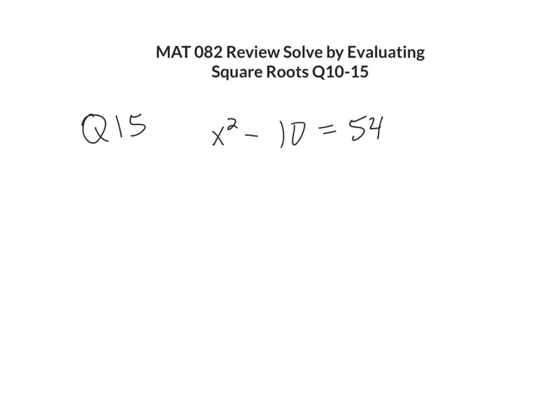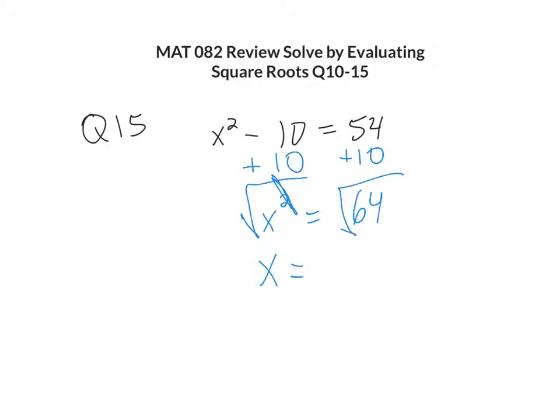All right, so we need to get our x squared term by itself, so we need to get rid of minus 10. We do the opposite, so we're going to add 10 to both sides. That gives us x squared equals 64. Now we need to take the square root of both sides to get rid of that power of 2. That leaves us x equals positive or negative 8. 8 times 8 is 64, and negative 8 times negative 8 is 64. That's all for solving by evaluating square roots.